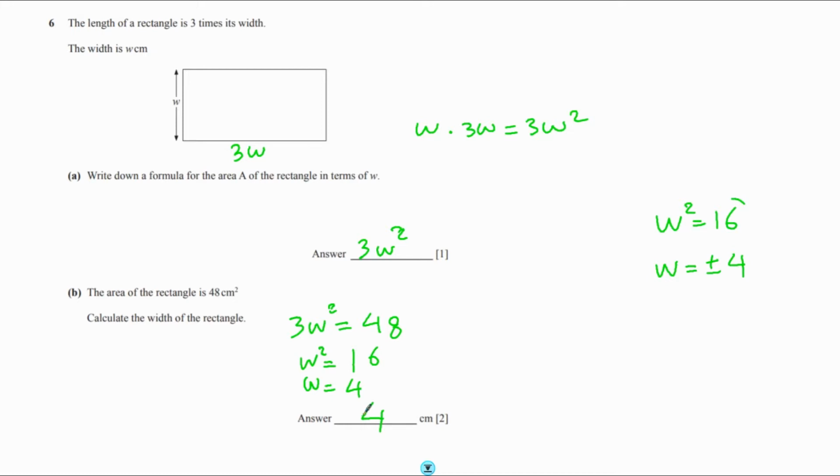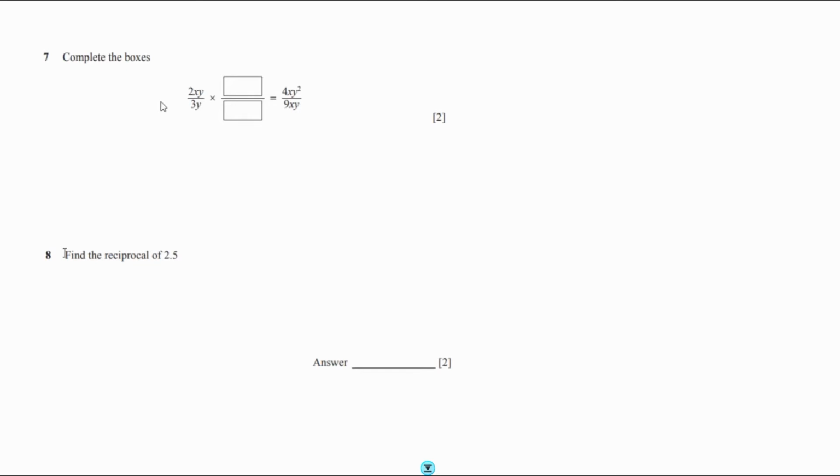Be careful here. If the question was asking to find the length of the rectangle, which is 3W, and we have W equals 4, then we need to say 3 times 4 is 12, and the length would be 12 centimeters. Okay, so we move on to the next question.